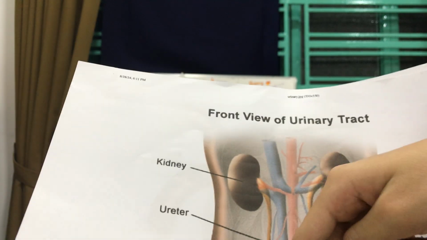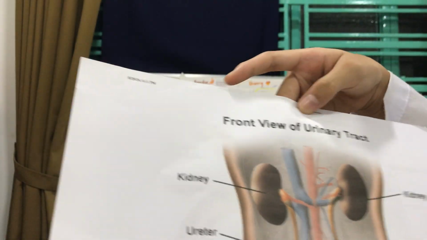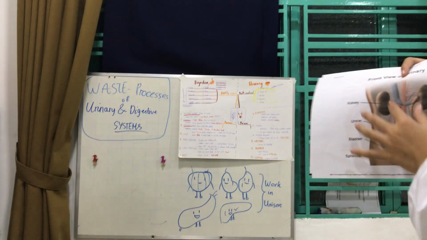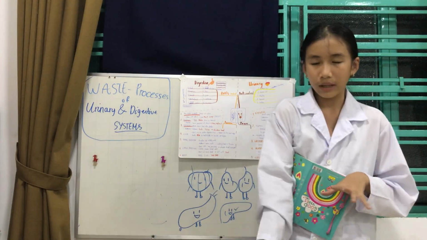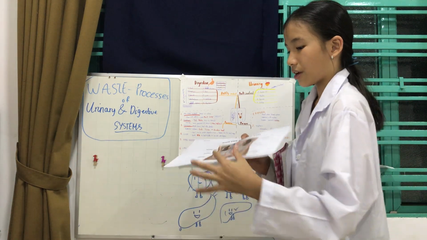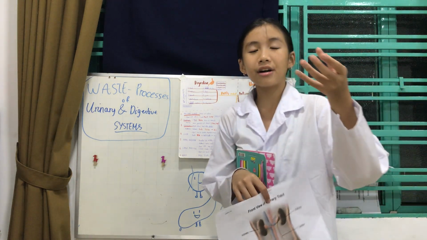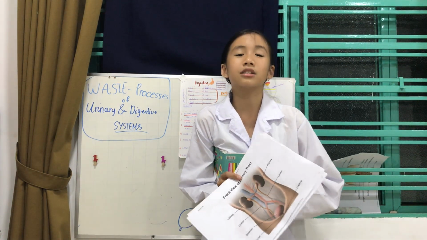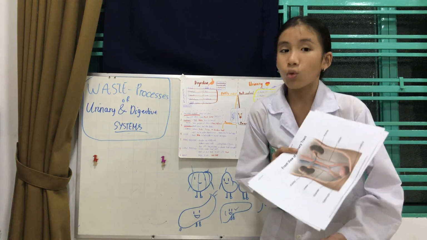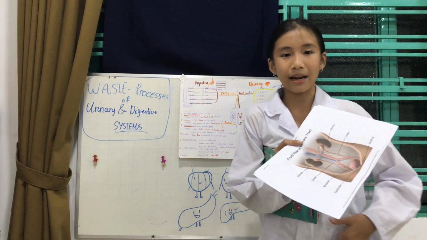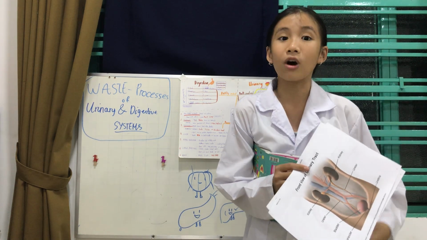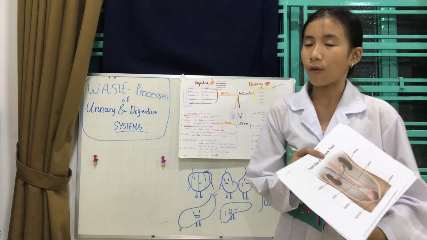There are two tubes of ureters, and the ureter's main and only purpose is to carry the urine, or pee, out to the bladder. And the bladder's main purpose is to hold the urine until it is full. And when it is full, the nerves in the bladder will send a signal to our brain that it is full and we need to release it right now.